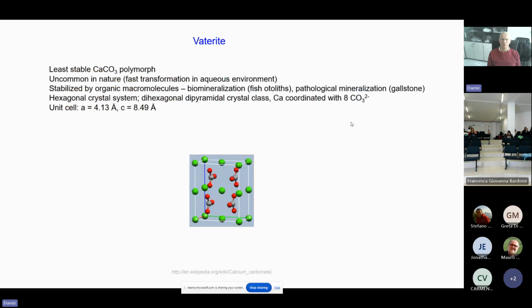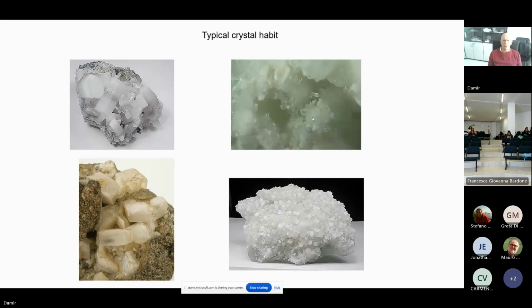The hexagonal crystal system of vaterite is one in which calcium is coordinated with 8 carbonate ions. Typically, vaterite appears in a form of microcrystalline aggregates, but here you can see some crystalline modification, which can be found in nature. In a synthetic system in laboratory, it's very difficult to produce monocrystalline vaterite.